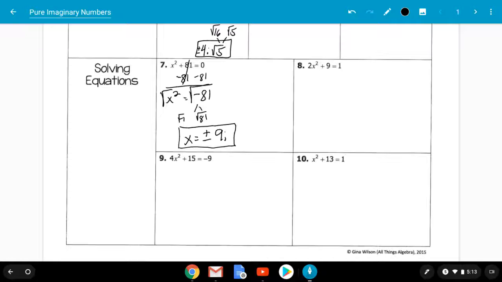Alright, let's do another one here, number 9. I've got to subtract 15 from both sides. I get 4x squared equals negative 24. Divide by 4. x squared equals negative 6. And take the square root of both sides. In this case, let's factor out a negative 1. The square root of 6 is already simplified. So x is going to equal plus or minus i square root of 6.